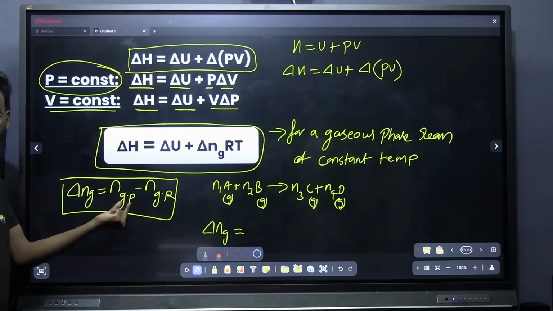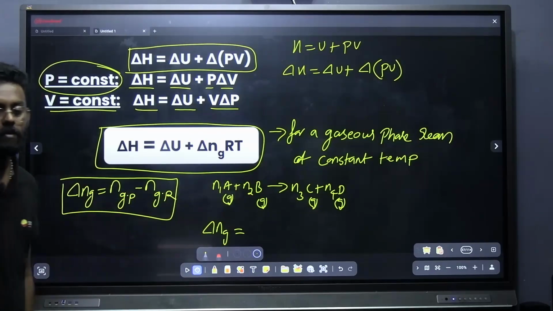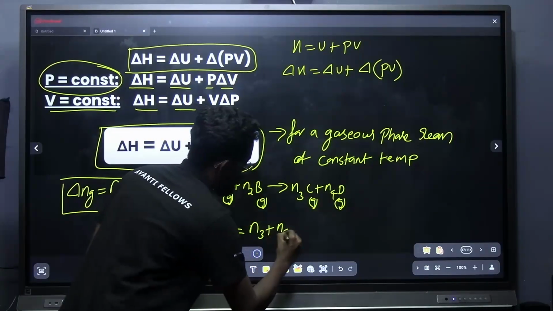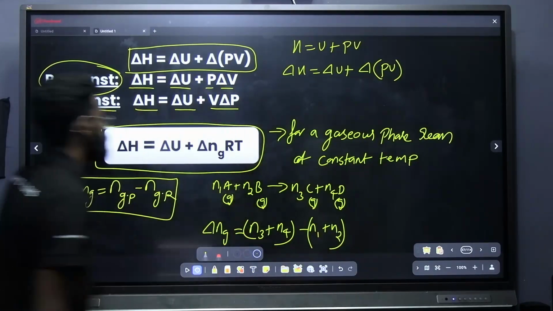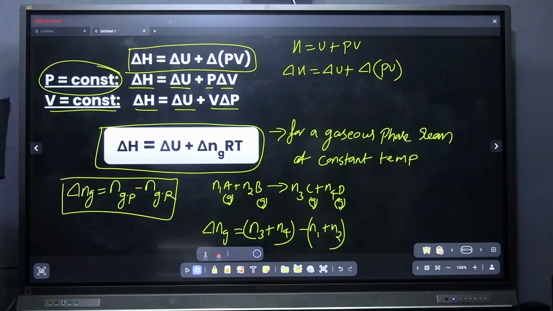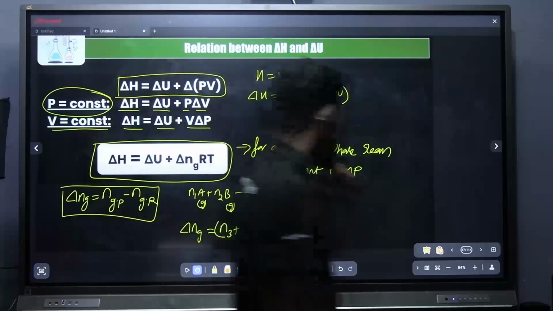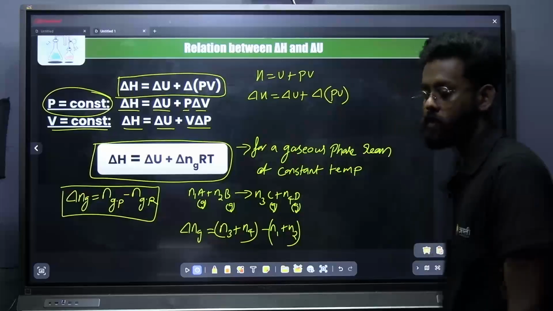Number of moles of gaseous product according to this particular reaction is N3 plus N4, minus N1 plus N2. Yes, exactly, very good. This is what delta Ng is for this particular reaction. Yes, this is all about the relation between delta H and delta U. Now shall I move to the next slide? You got an idea, everyone? Yes.